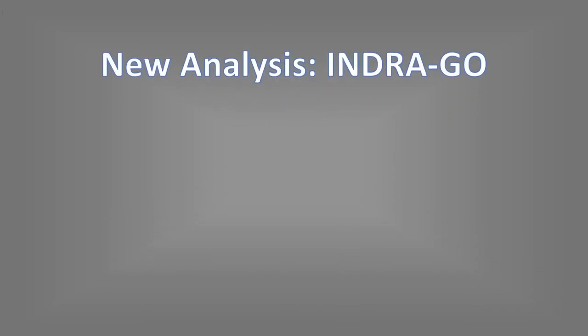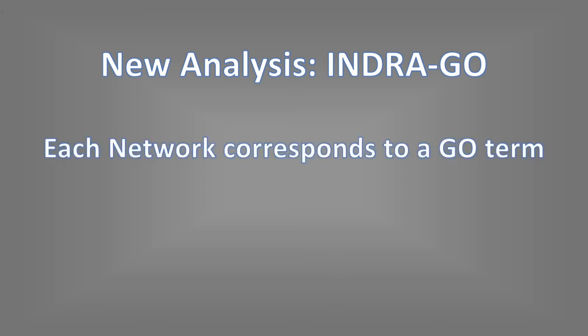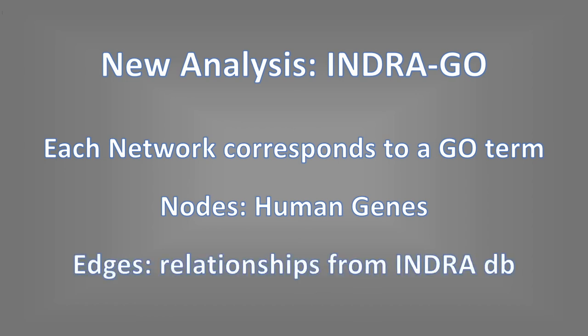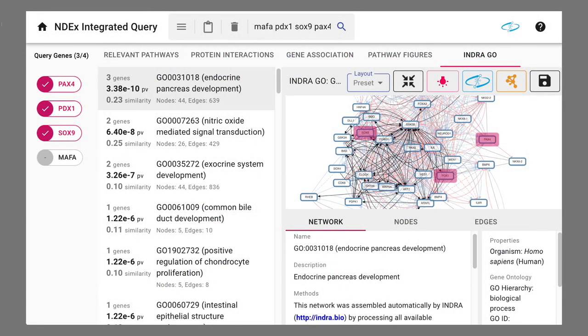The new IndraGo analysis provides access to a collection of GoTerm networks that place Go enrichment results in the context of protein interaction data. Each IndraGo network corresponds to a GoTerm, where the nodes in the network are the human genes annotated with that term, and the edges are relationships supplied by the Indra database. IQuery performs pathway enrichment on this set of networks and presents the most enriched results in the dedicated IndraGo tab.